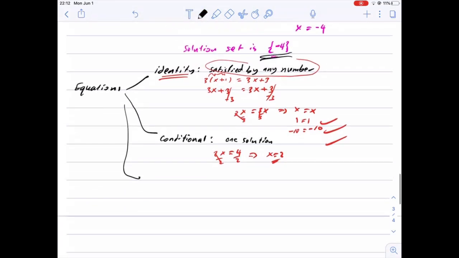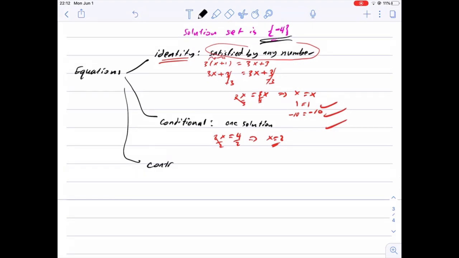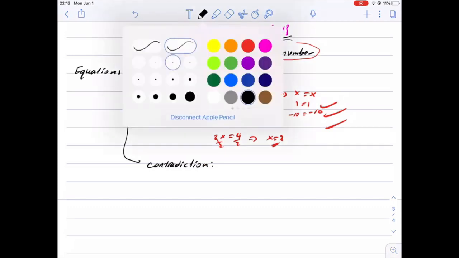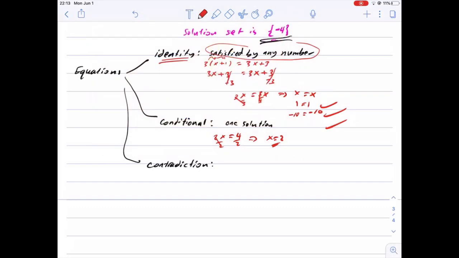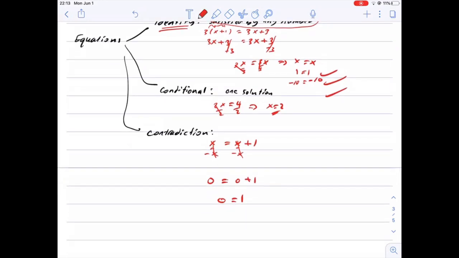The third type is called contradiction. Contradiction means the left-hand side is not equal to the right-hand side. We get a false statement. For example, if we have x equals x plus 1, let's solve this equation. We have x written twice, so we need to get rid of one of the x's. We subtract x from both sides. We get 0 equals 0 plus 1. 0 equals 1, but 0 is not equal to 1. That's a contradiction.